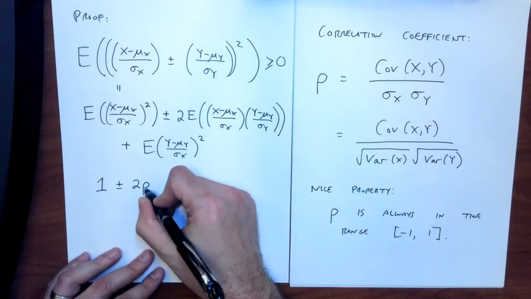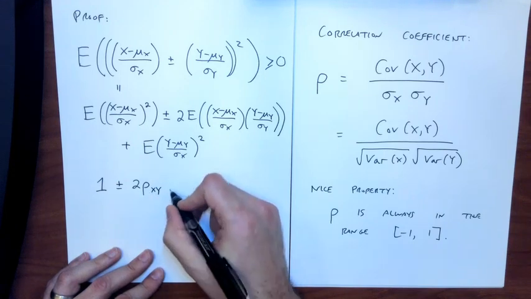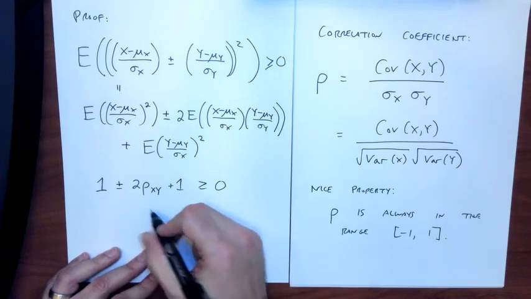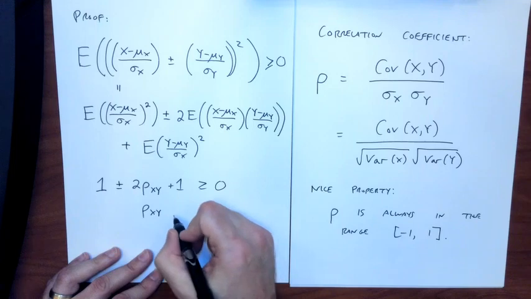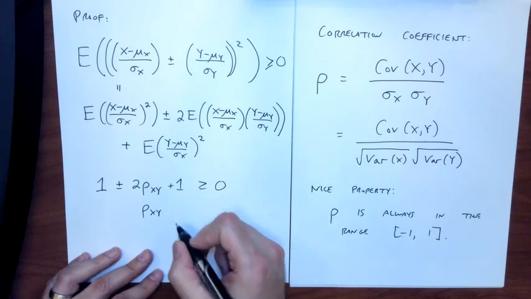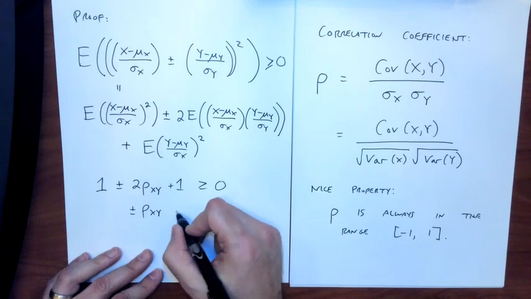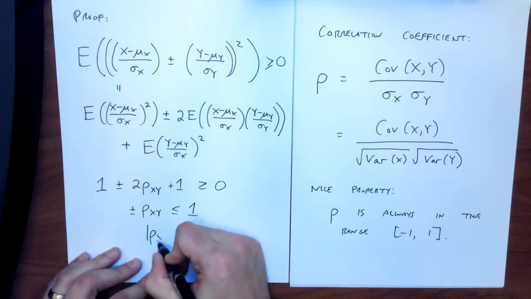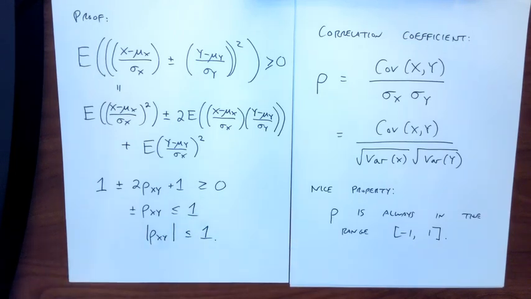So basically what I have is 1 plus or minus 2 times this correlation coefficient plus 1 is greater than or equal to 0. So what I get is that my correlation coefficient is bounded, plus or minus like this, right? And so what I end up with is that the absolute value of this thing is less than or equal to 1. And that's what I found out, right?